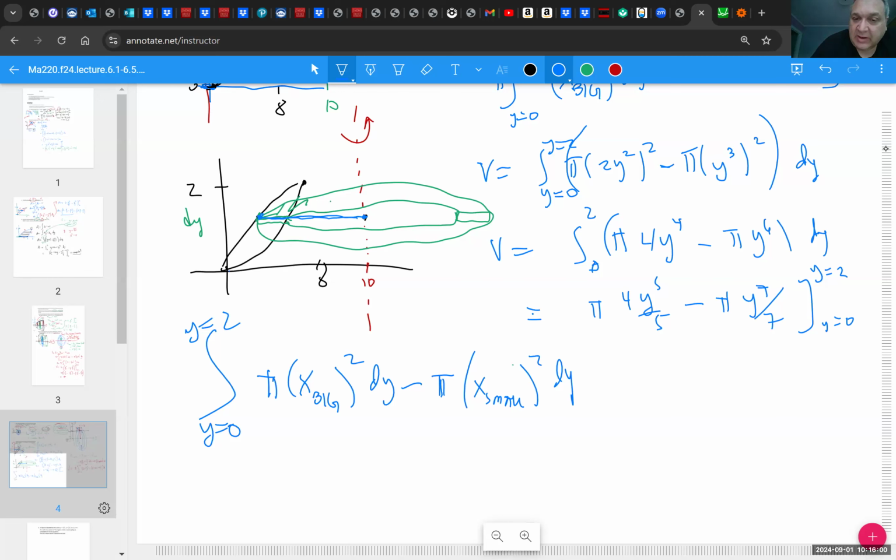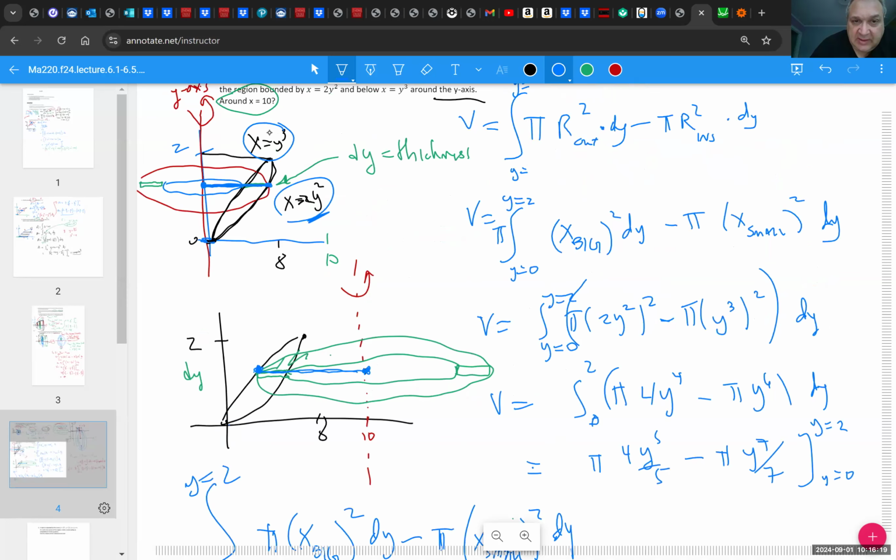Everything's got to be in terms of y, so all these x big and x small have to be in terms of y. Let's do x big. So x big goes from here to here. Well, 10 is the bigger number, so it goes from 10 all the way to here. What is this thing here on the left? What did we write that as before? That guy on the left was x equals y cubed.